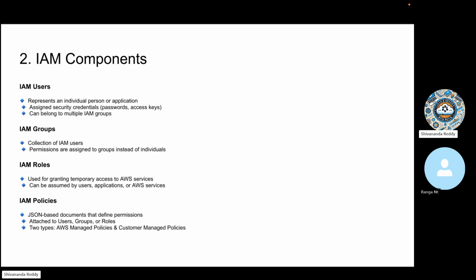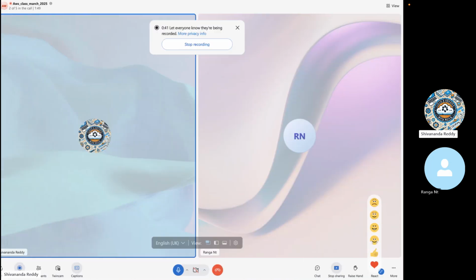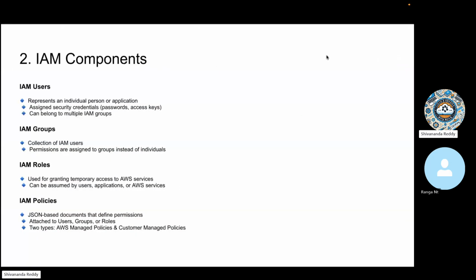Okay. So we know a user represents an individual person or an application, correct? It can be assigned security credentials like passwords and access keys, and can belong to multiple IAM groups or maybe one single IAM group. The person or application can belong to multiple groups. We'll see what groups are then.